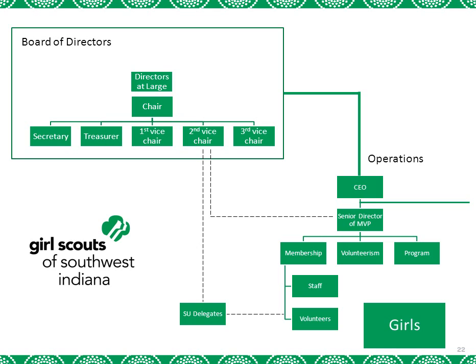GSSI's strength comes from the cooperation between the policy and operational arms of the corporation. Delegates elected by the service units are the voice of the operational side and can influence the direction and policy of the council by serving as that vital communication link between the girls and volunteers and the board of directors. The second vice chair of the board serves as the principal liaison between the operations and the board.